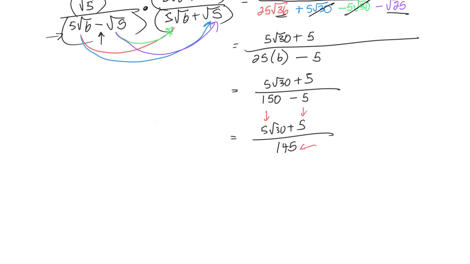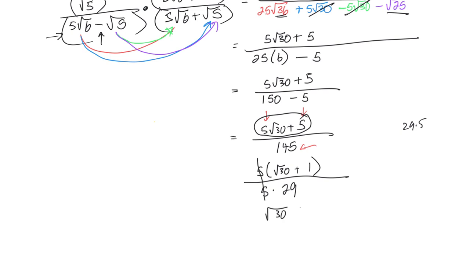An easy way that I do it, or for me it makes sense, is on the top here I'm going to factor a 5 out, leaving me with root 30 plus 1. Right, you're dividing by 5, so 5 divided by 5 is 1, over 145. If you divide that by 5, I think it's 29 times 5. So this would be 5 times 29, and these 5s will cancel out. So my final answer will be root 30 plus 1 over 29. That's the way I like to write it.